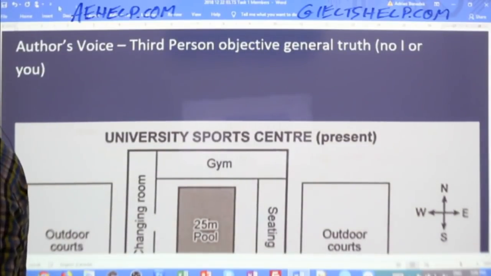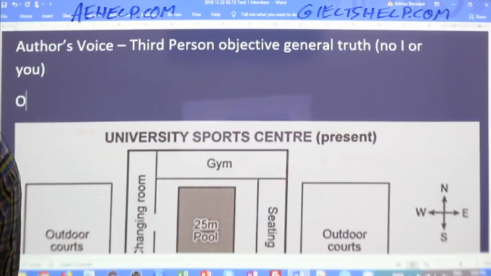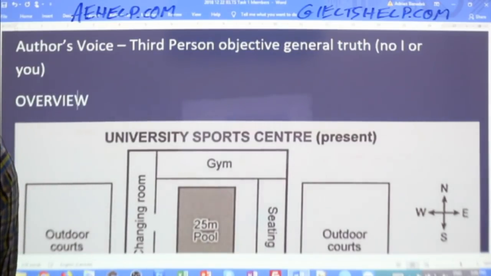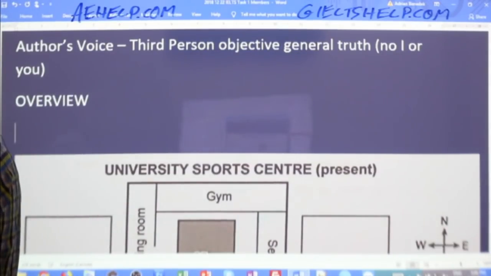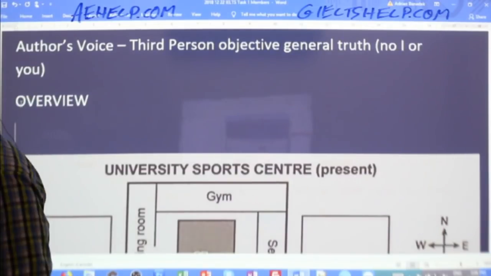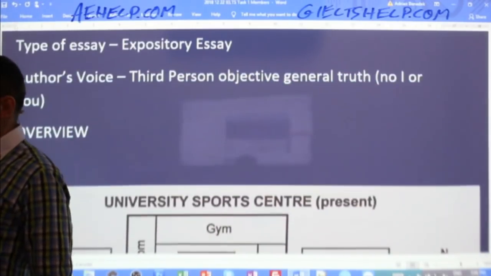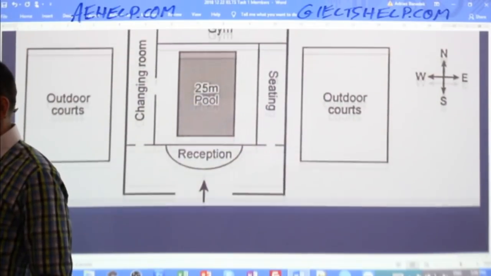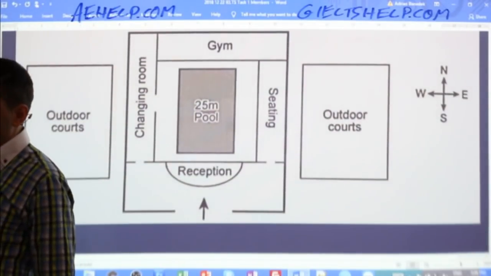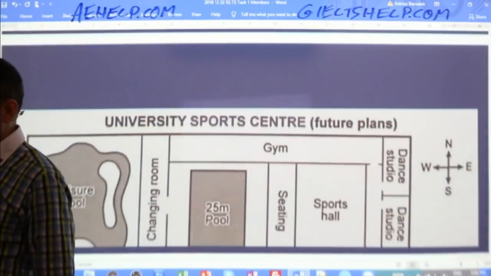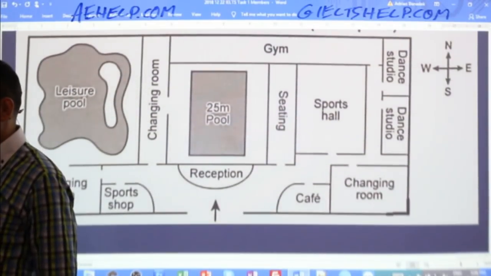Okay, so here we have our overview. Overview is the beginning of this essay. You don't need to write overview in the actual IELTS, students. This is just for your learning. So in the overview, we need to paraphrase the question and maybe give some more details. Okay.